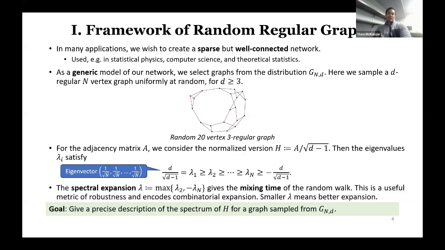So I've written here a random 20 vertex 3 regular graph. You can see there are 20 vertices. Every vertex neighbors exactly 3 other vertices. And something that we'll do in this talk is that instead of the adjacency matrix, we'll think about the normalized adjacency matrix, which will just be convenient to compare this matrix for different values of d. I'll denote that by H, and this will just be A over the square root of d minus 1.